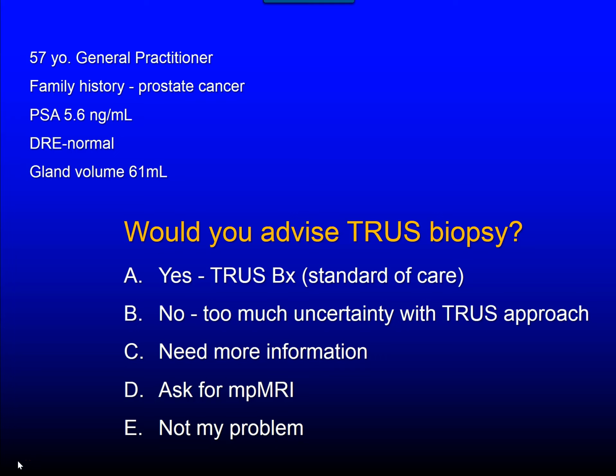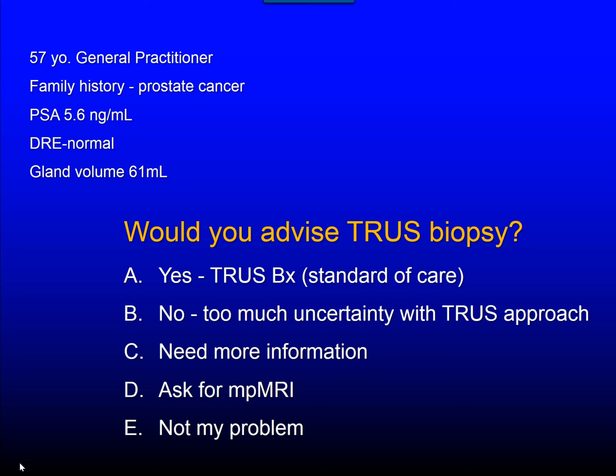Let's start with a case study. We have a 57-year-old physician who has a family history of prostate cancer. His father died at a young age. His PSA is 5.6, his DRE is normal, and his glandular volume is 61 ml. He comes to see you rather than the urologist, and he asks you if he needs a TRUS biopsy.